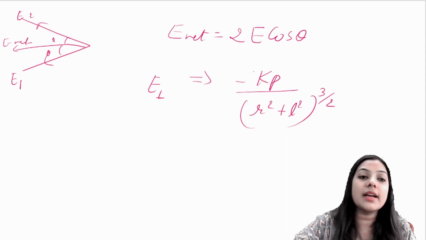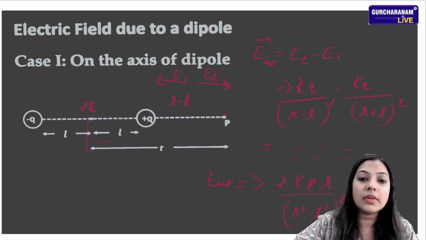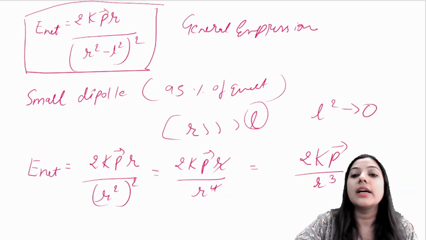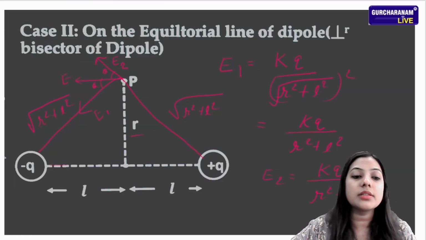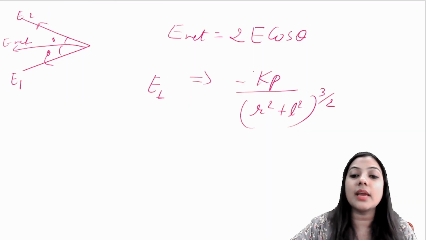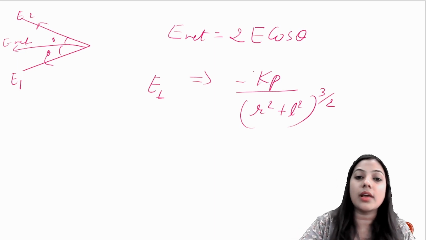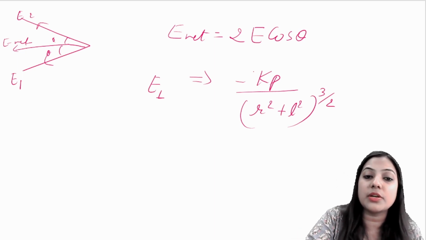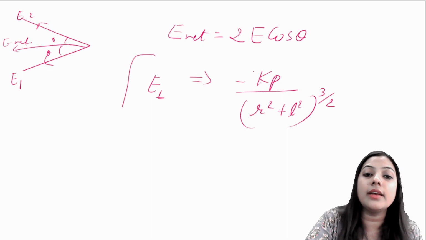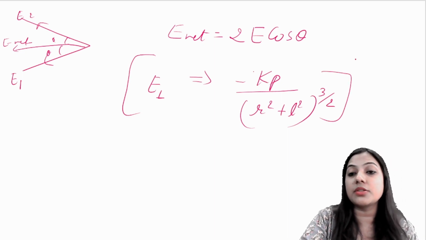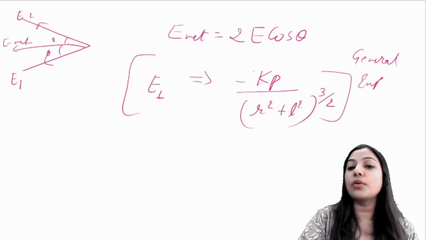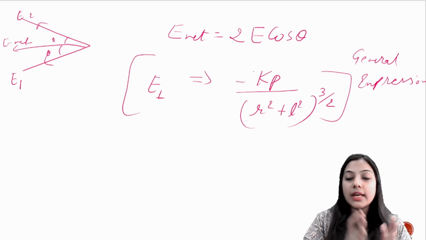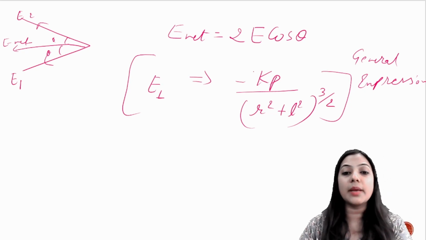This is same as that. Now you can see, in this the value is 2kp vector upon r cube, and in this the value is minus kp upon r square plus l square. So this is the general expression. But if we want to find the famous expression, we have to derive the formula for a small dipole.